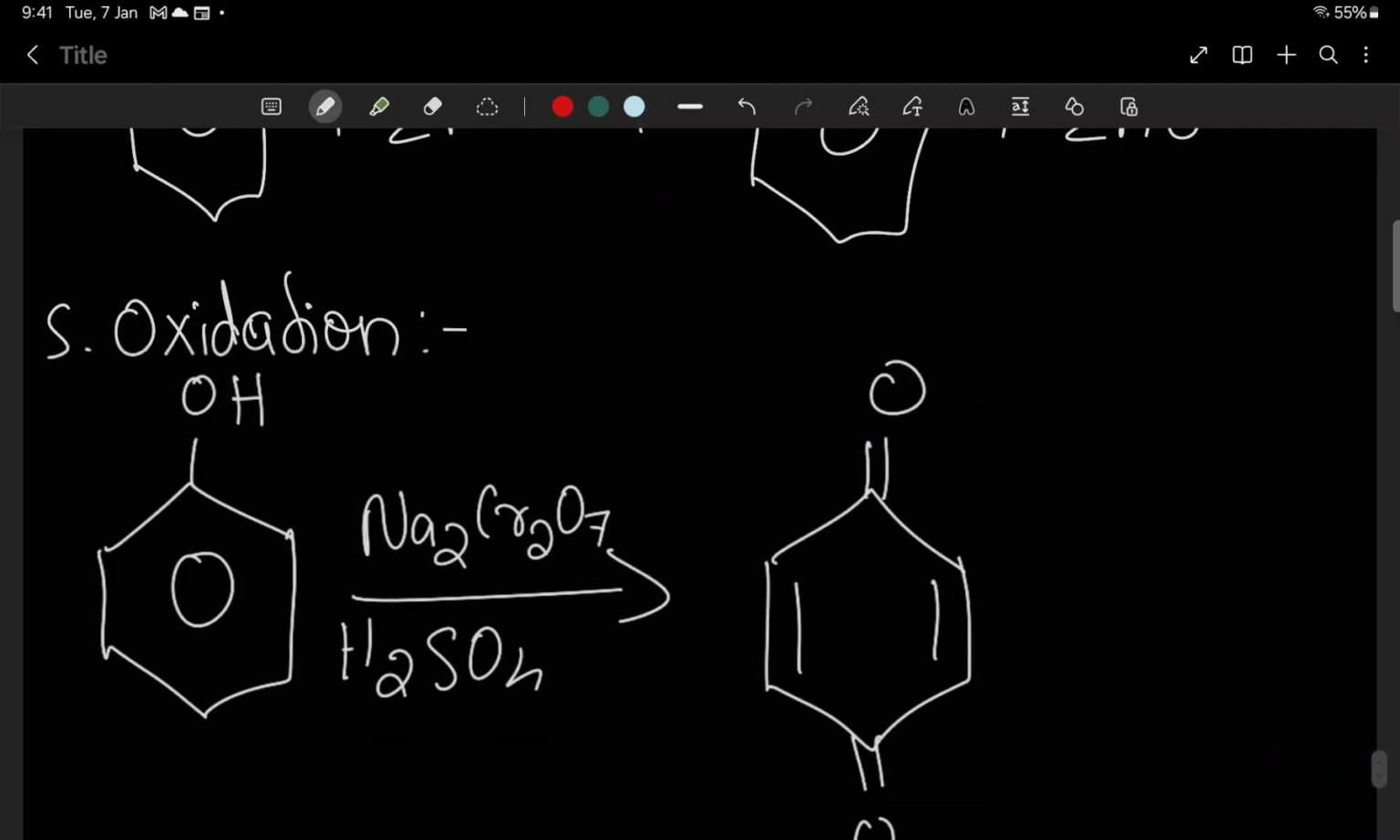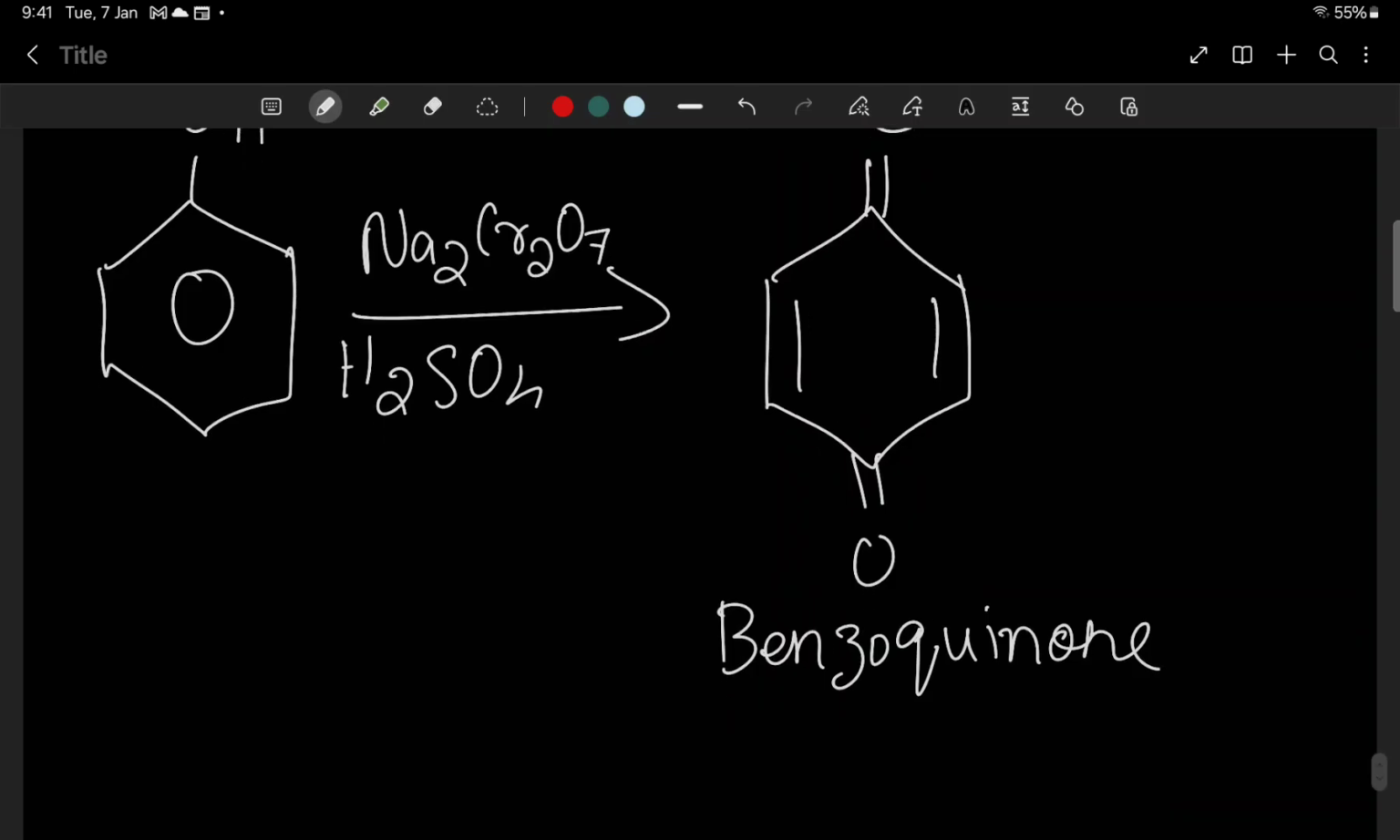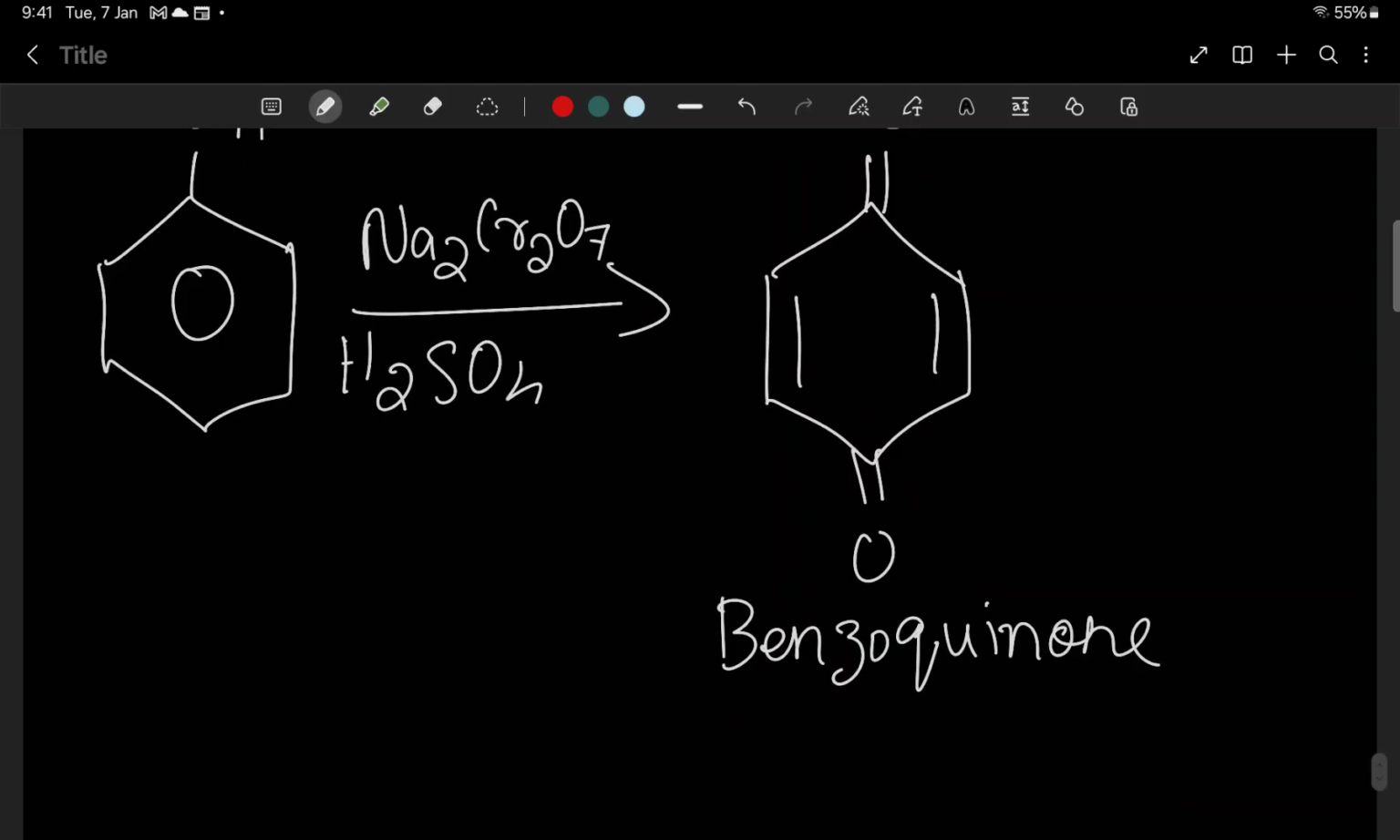And Br2 in CS2 medium, Br2 in normal medium, and phenol disulfonic acid, all of that is very, very important. Learn it. So by this we are coming to the end of alcohols and phenols.